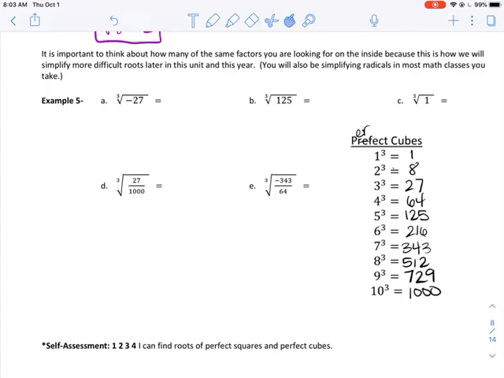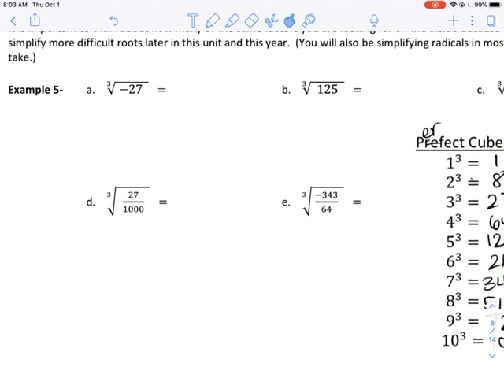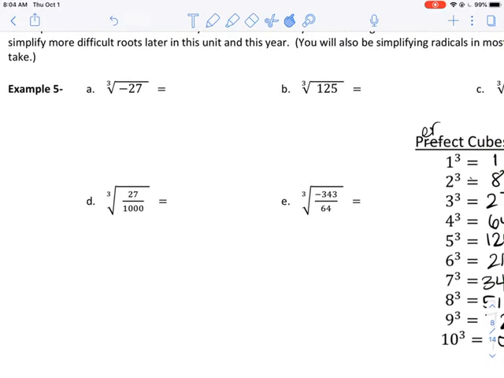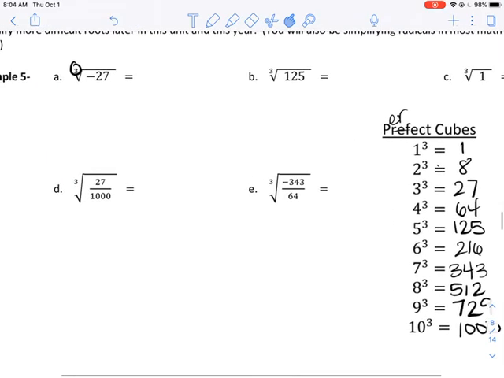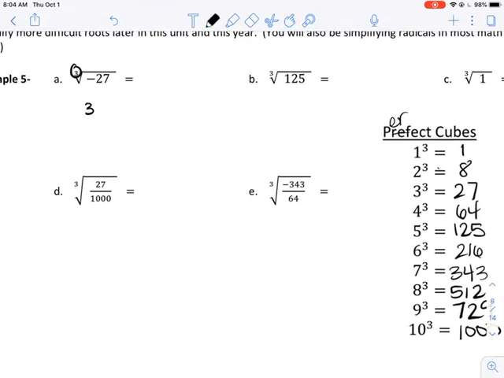Example A is very interesting because it actually has a negative number, negative 27. So we can't take the square root of a negative number, but this is a cube root. So we want to think, is there a number that times itself 3 times equals 27? Well, I know that 3 cubed equals 27. So what if I just add a negative on it and see what happens?